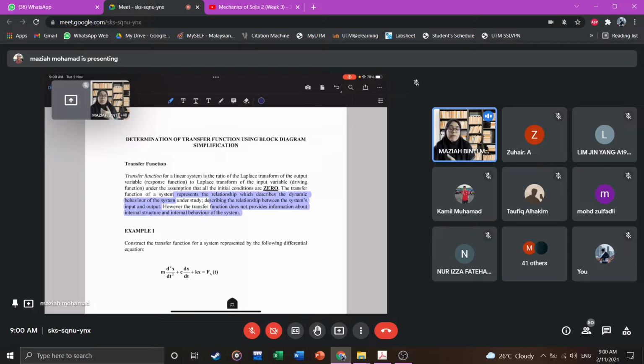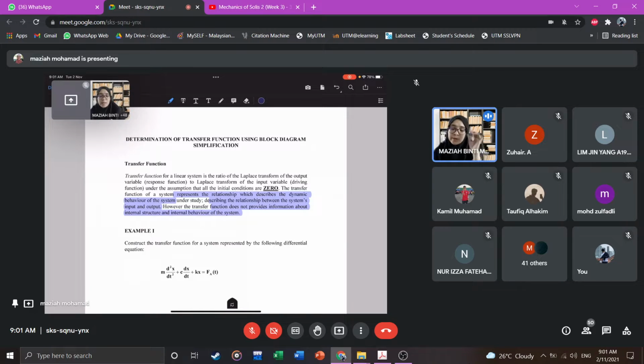So the transfer function cannot provide the information about the internal structure of the system and also the internal behavior of each of the elements in the system. We can just see the behavior of the system based on the input and output, but internally, we cannot do the analysis on that.